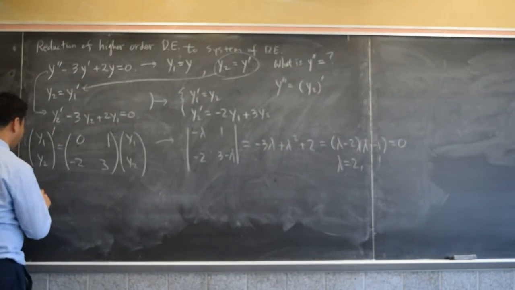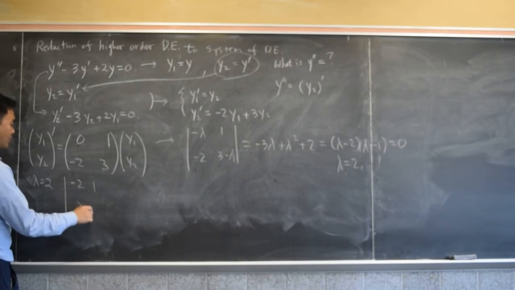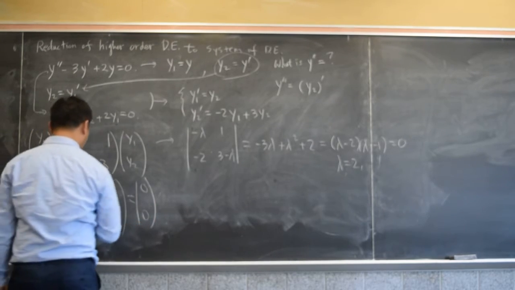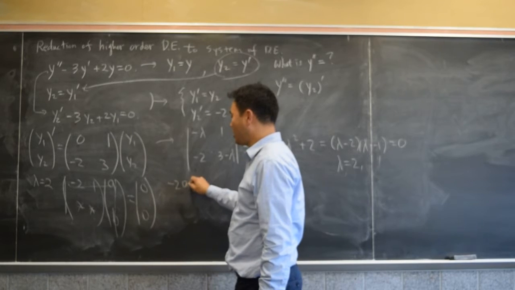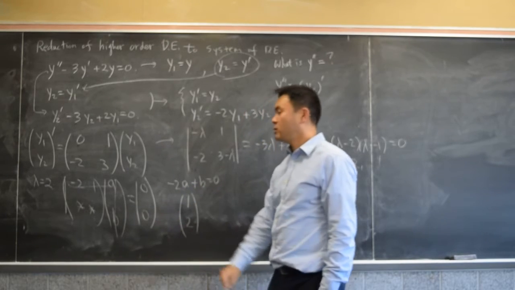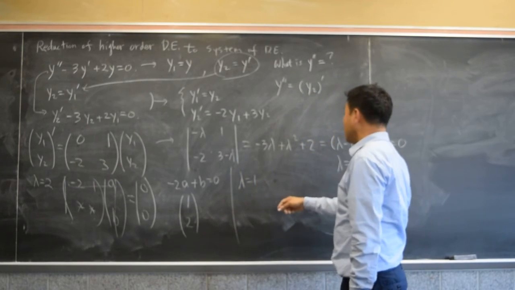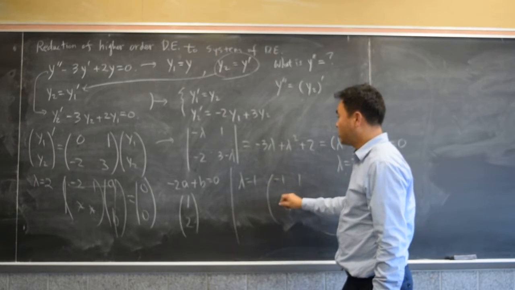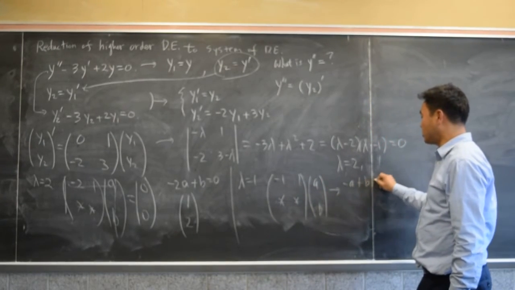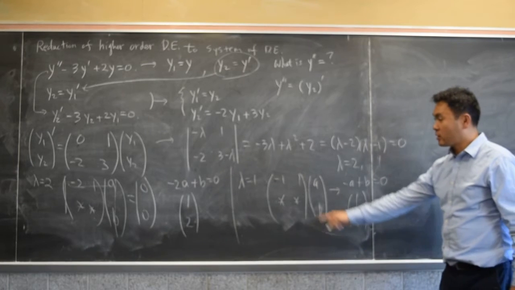So for each case, let's try to find the eigenvectors. Lambda equals 2 gives you negative 2, 1, and I need a, b to give 0, 0. So if you write down the equation, that's negative 2a plus b equal to 0, which gives you, if you set a as 1, b would be 2. That's the eigenvector. And for lambda equals 1, this will be negative 1, 1, a, b. So that gives you negative a plus b equal to 0. So 1, 1 will be the eigenvector that corresponds to the eigenvalue.